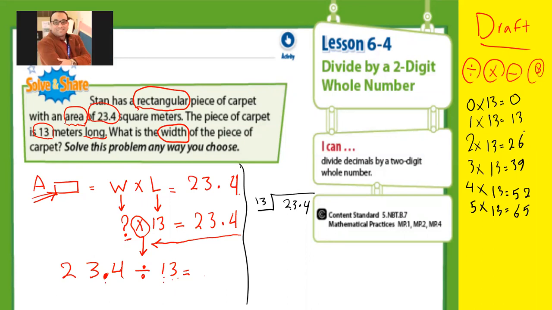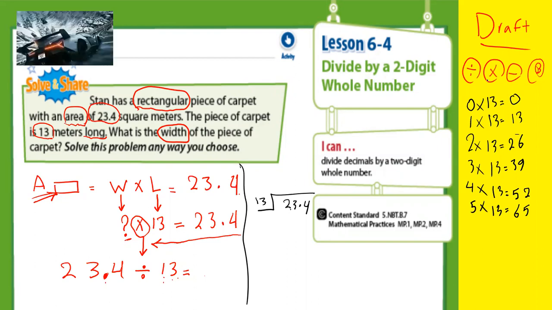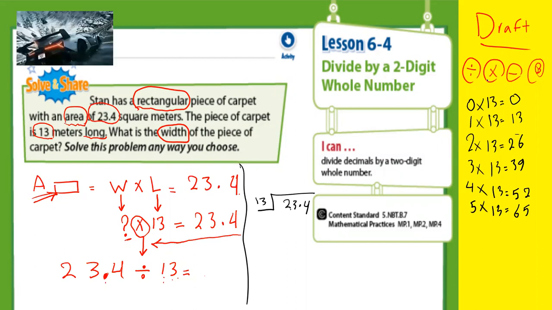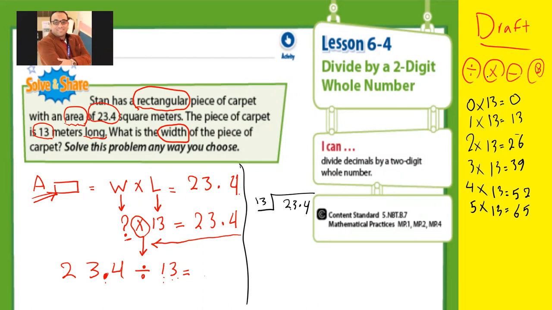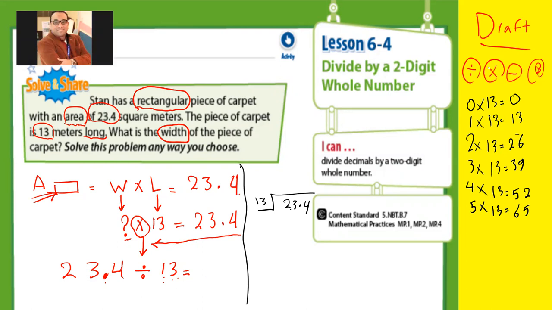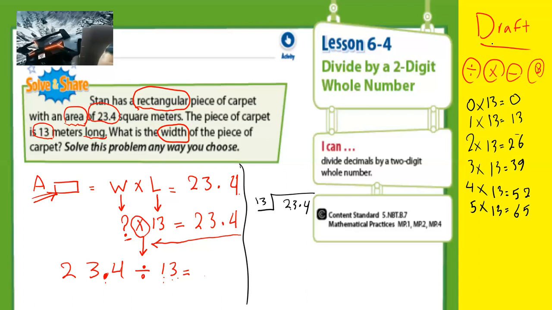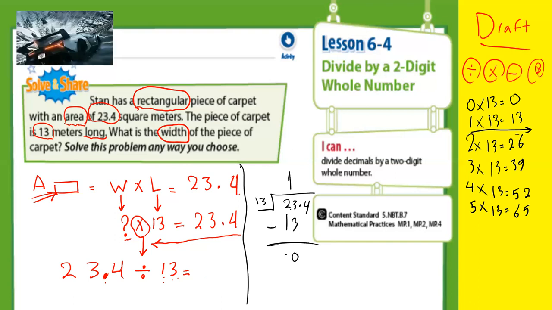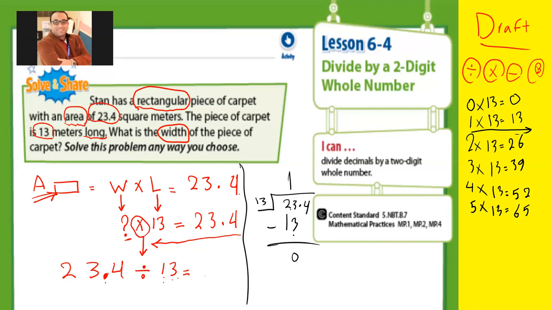Now, what is the number here? If you multiply it by 13, you will get 23? Nothing, but it's found in the distance between 13 and 26, am I right? We won't choose 26 because it's higher, so we'll go to 13. So the lowest one is going to be 13. I will multiply 1 by 13, am I right? 3 minus 3 equals 0. 2 minus 1 equals 1.